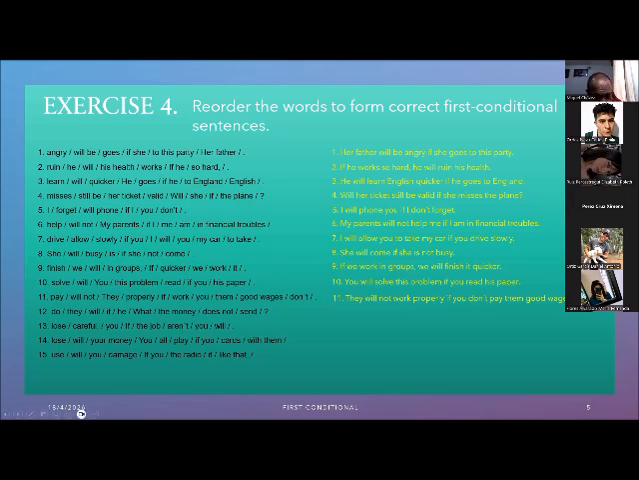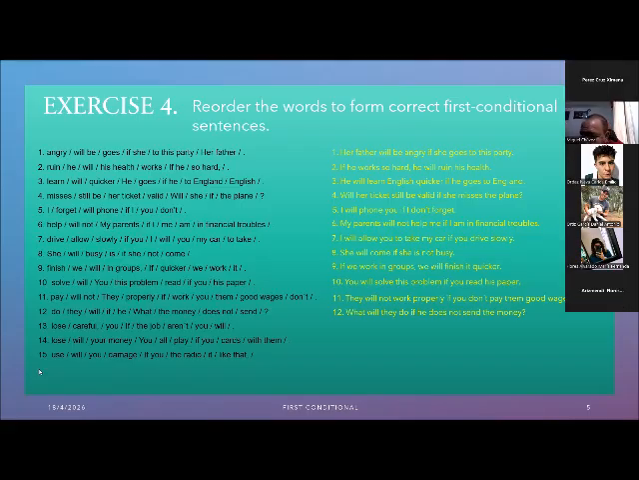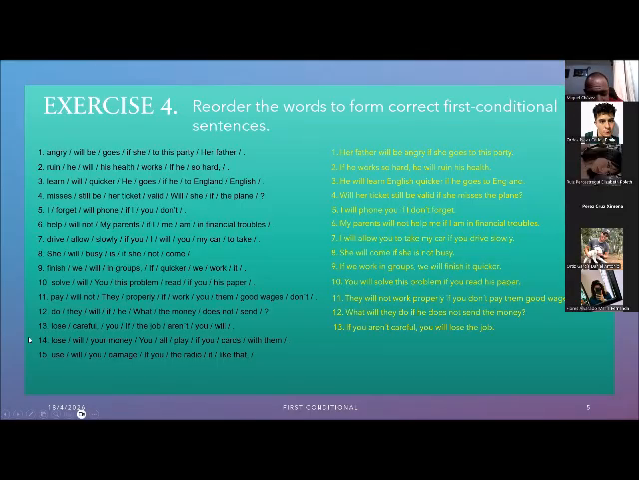What will they do if he does not send the money? Okay. What will they do if he does not send the money? Thank you, Maria Fernanda. Okay, number 13, please. Yes, Jimena. If you aren't careful, you will lose the job. If you aren't careful, you will lose the job. Yes, you're right. Thanks. Next, 14.